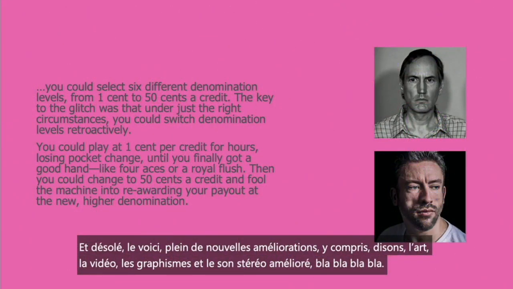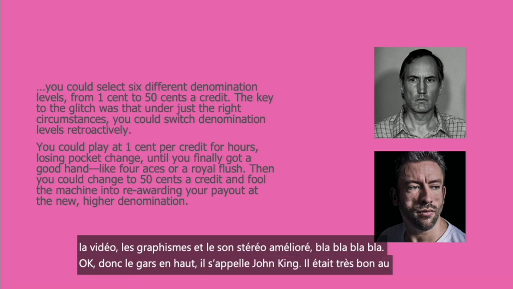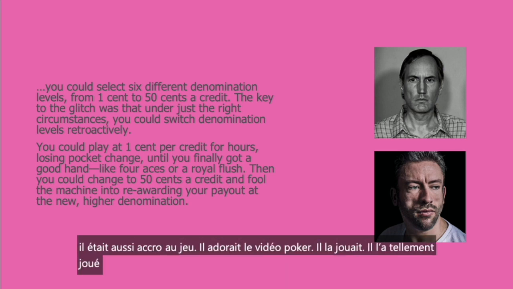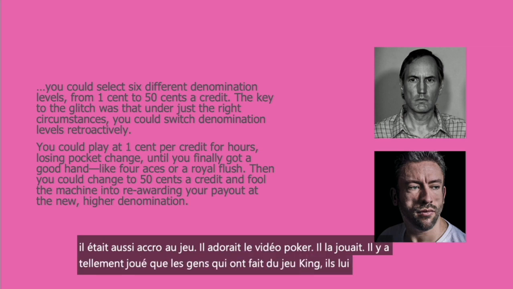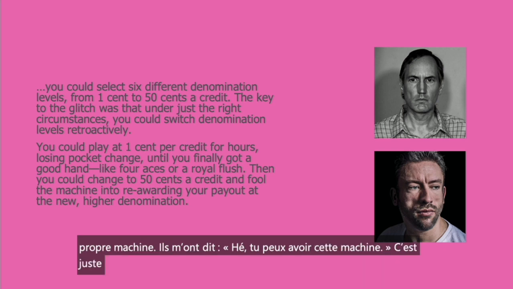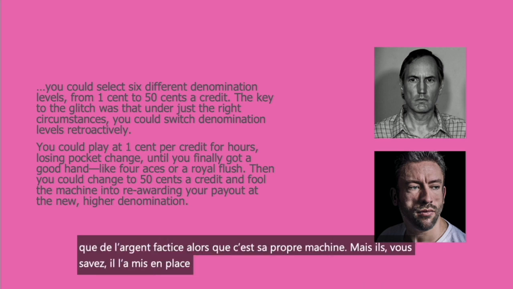So the guy on the top, his name is John King. He was very good at the piano, and he was also a gambling addict. He loved video poker. He played it so much that the people who made Game King actually gave him his own machine. They said, hey, you can have this machine. It's just pretend money when it's his own machine. But he set it up in his house, and he would play it all day long.